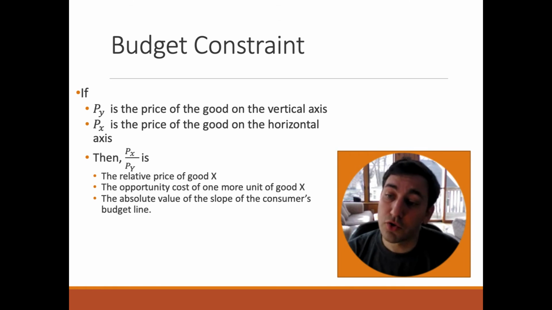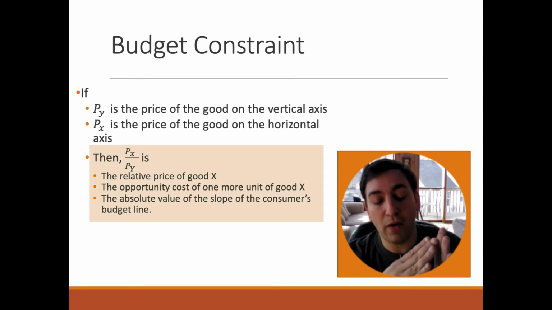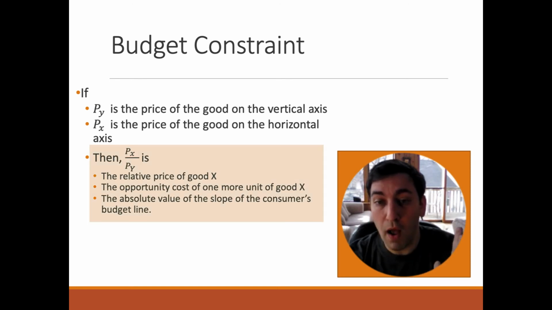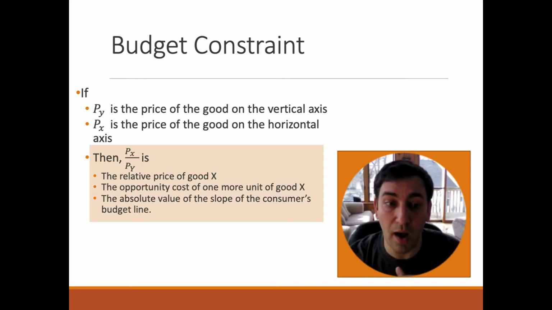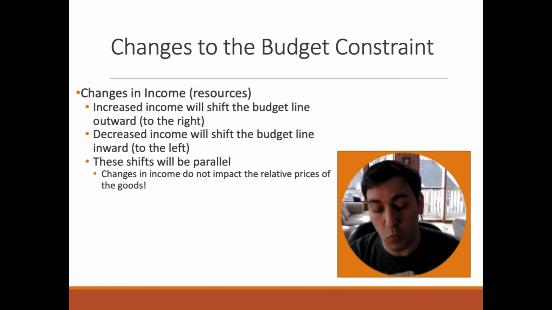you to get there. Just like we had before, if PY is the price on the vertical axis and PX is the price on the horizontal axis, that ratio is going to determine the slope of your budget constraint, PX over PY. It's the relative price of those goods. We'll talk about what can change the budget constraint. If you get more resources, more budget, or less budget, it's going to change what you're able to buy.